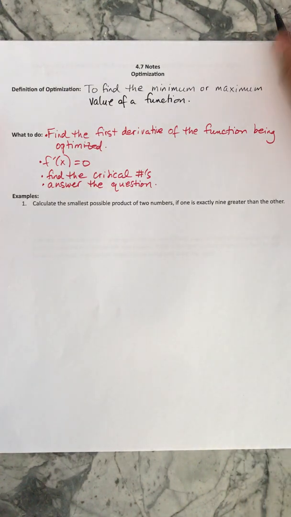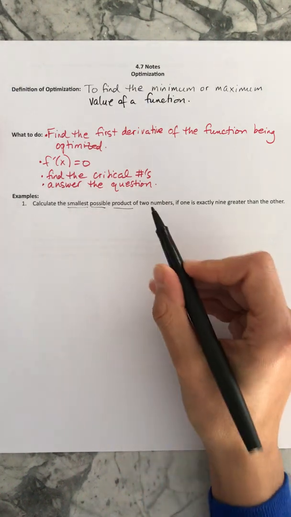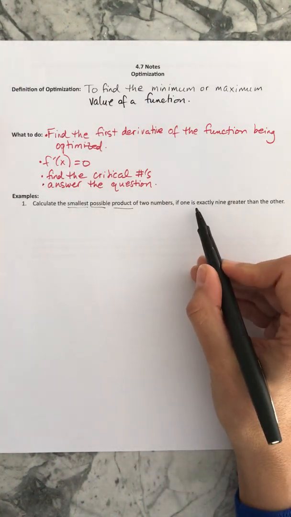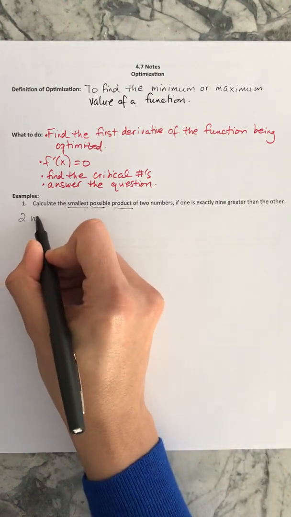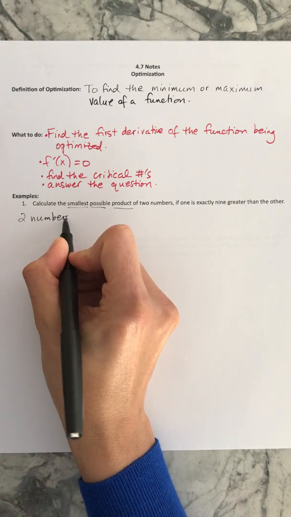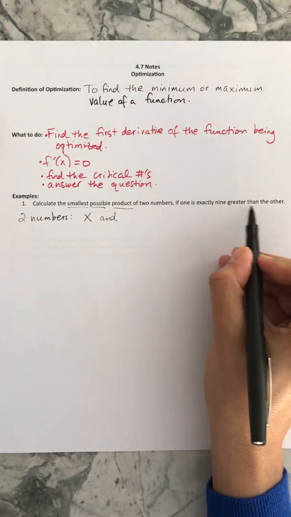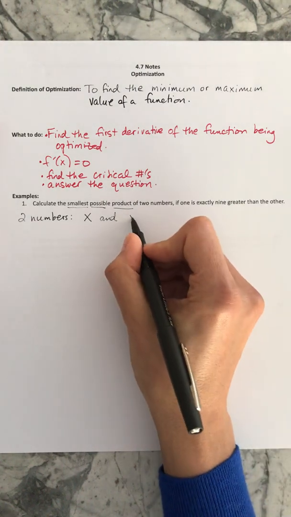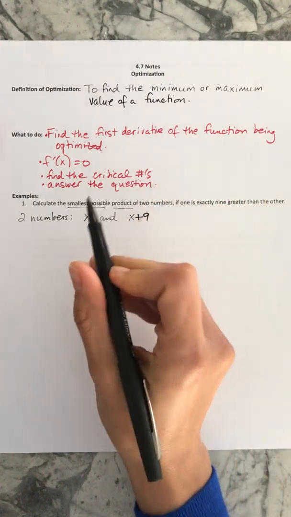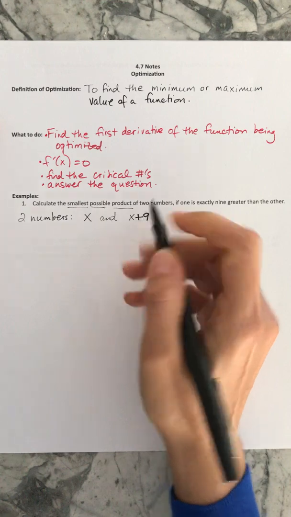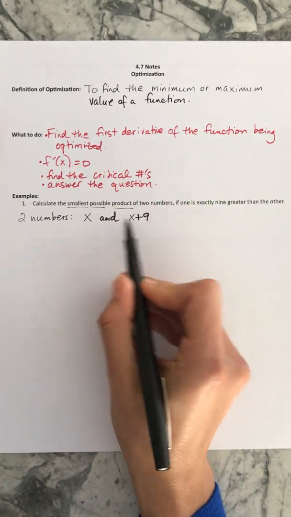In example 1, it says, calculate the smallest possible product of 2 numbers if one is exactly 9 greater than the other. First of all, let's think of the 2 numbers. We don't know what they are, so one of them could be x, and the other is 9 greater, so it can either be x plus 9, or you can call the first one x minus 9 and the second one x. It doesn't matter, as long as they have a difference of 9. So the 2 numbers are x and x plus 9.